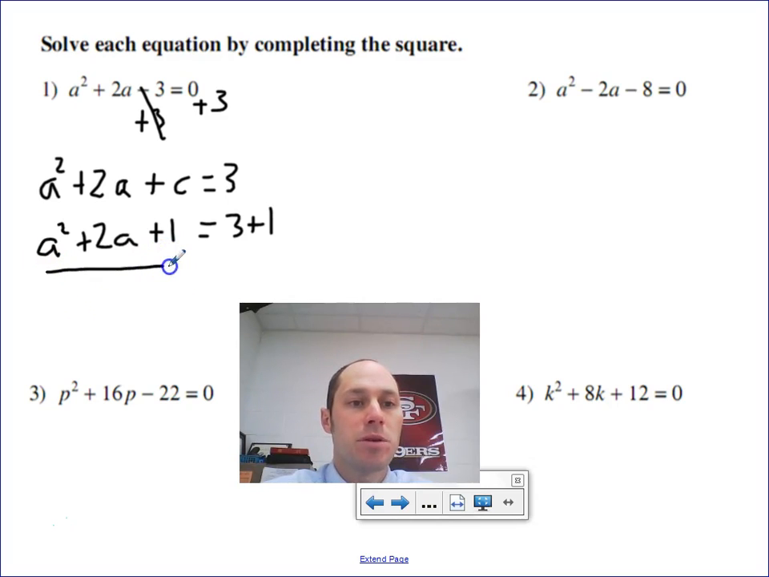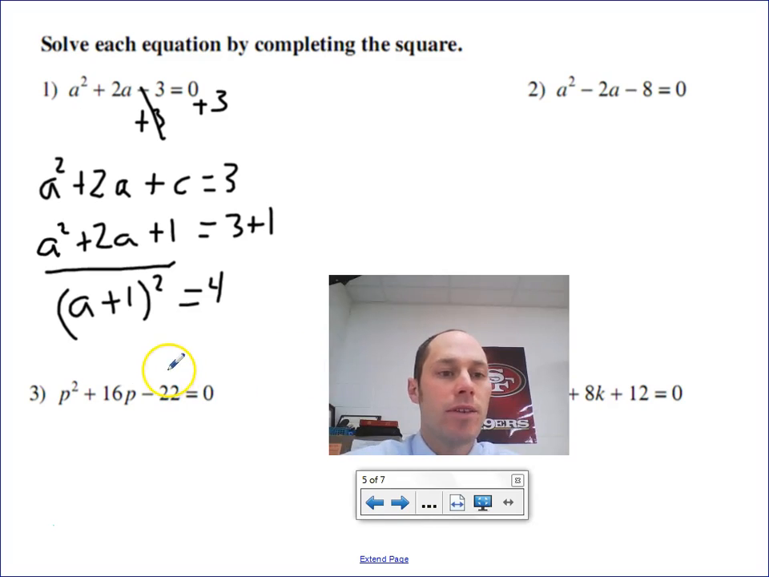So now that I have this perfect square trinomial made, its factored form is a plus 1 squared. A plus 1 times a plus 1. That's going to equal 4. So now that I have that, how do I get rid of a square? I can take the square root. So a plus 1 equals plus or minus square root of 4.